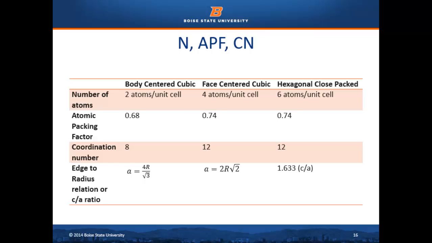Now let's compare the number of atoms, packing factor, coordination number, and edge length to radius ratio, or the c/a ratio, of the crystal structures we studied in this table. We can see that HCP has the largest number of atoms per unit cell. We can see the APF and coordination number of FCC and HCP are the largest. The edge length to radius ratio and c/a ratio for each unit cell are different.